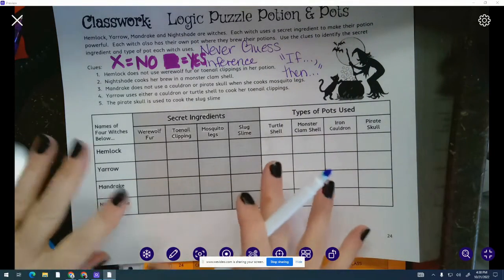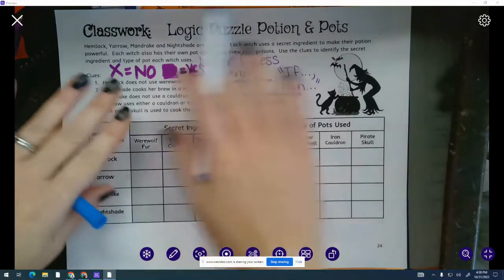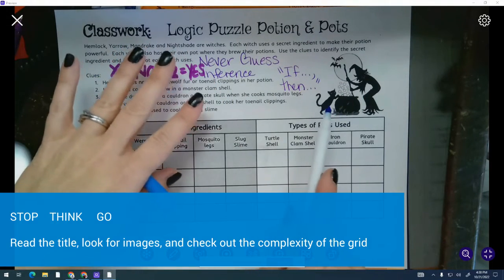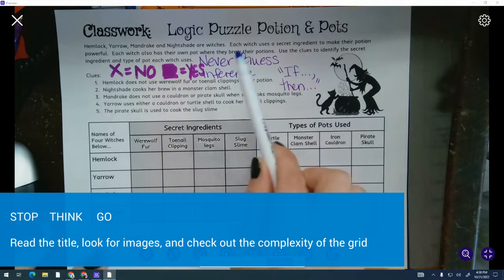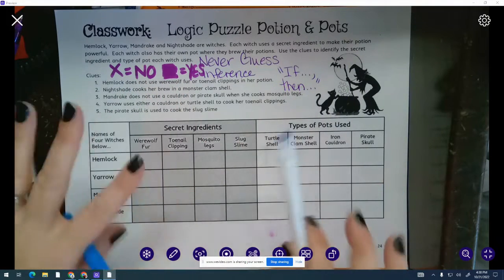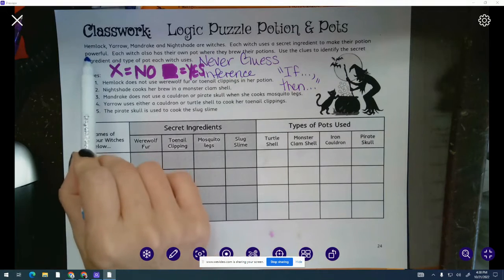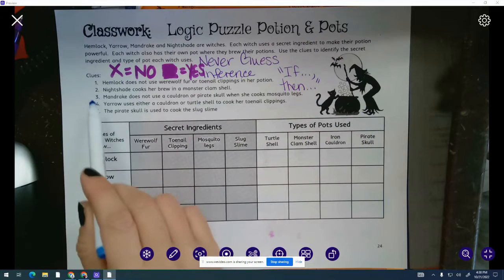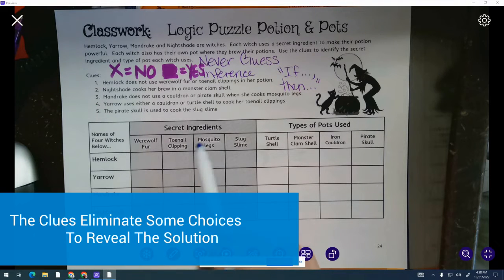So typically in a logic puzzle, there are a couple different parts. You're going to have a title that's going to give you some information about the puzzle. Sometimes there's an image to give you some hints. So this is Logic Puzzle Potion Pots. All right, looks witchy, potions, pots, gotcha. There's also going to be some sort of a story or some background that sort of gives you a map to lay this all out. And then there are going to be clues that really do give you the information you need, never guessing.